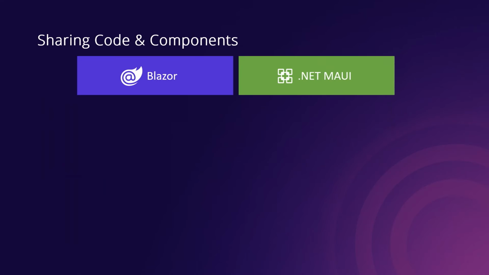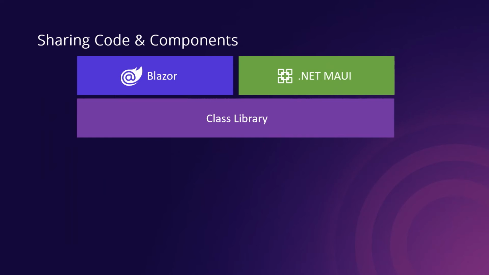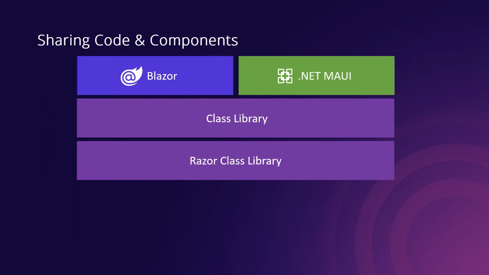So what this looks like in practice is that you have your Blazor application and your .NET MAUI application. And what's going to be shared across them are those class libraries, all the same code, and then your Razor class libraries as well, as many as you want. And now those also could just be NuGet packages, like Alon said, right?